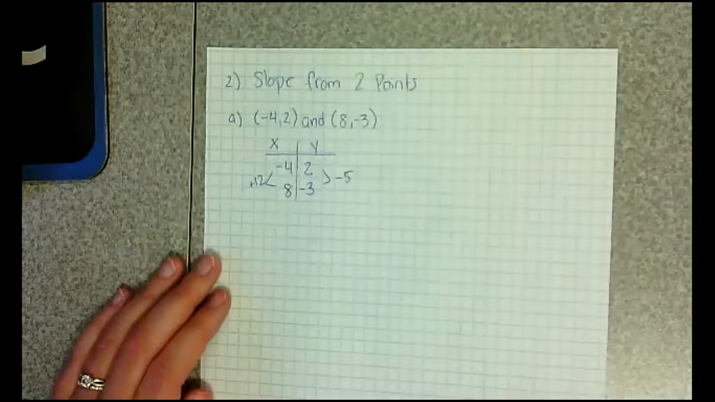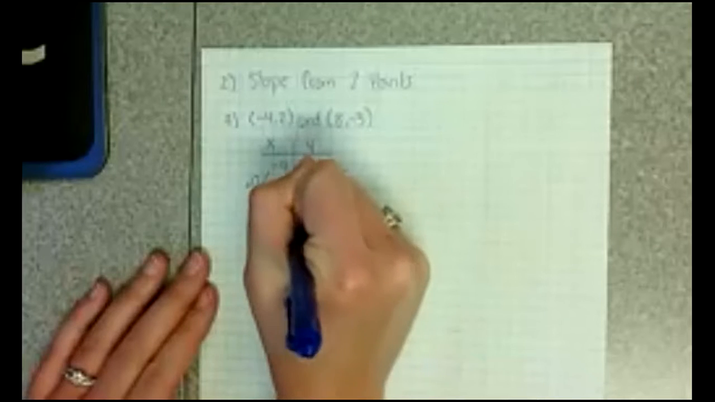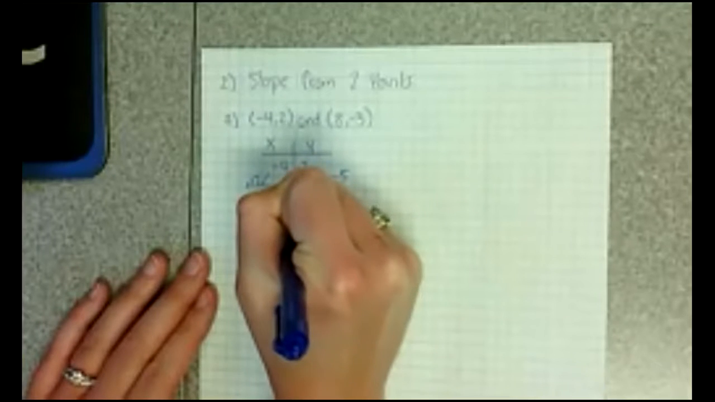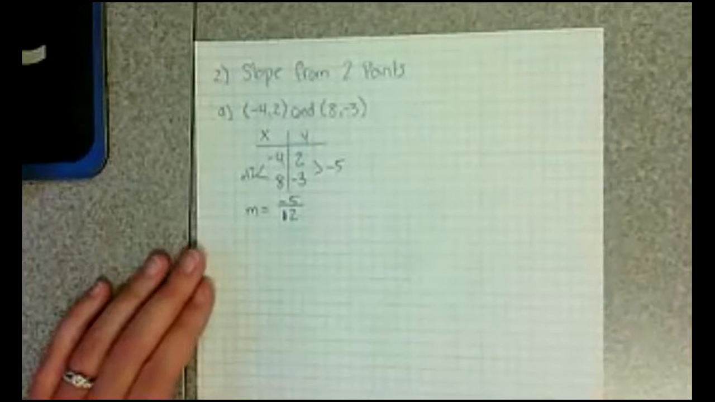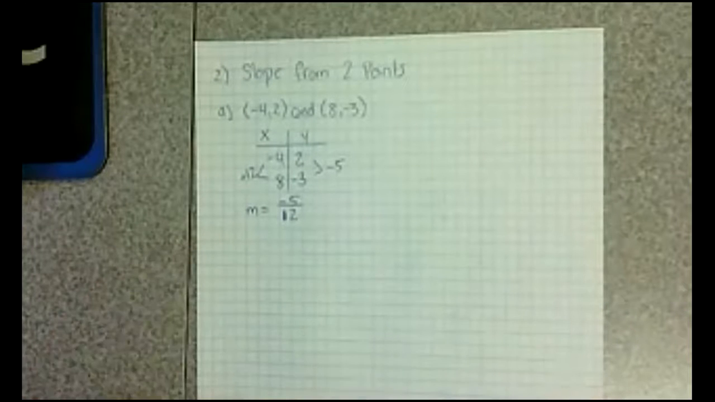Type in the chat for me, what goes on top for slope again? Is it the X or is it the Y? The Y. Okay, good. You guys won't get tricks then. So my slope, guys, would be -5 divided by 12. Okay, and just keep it as a fraction.